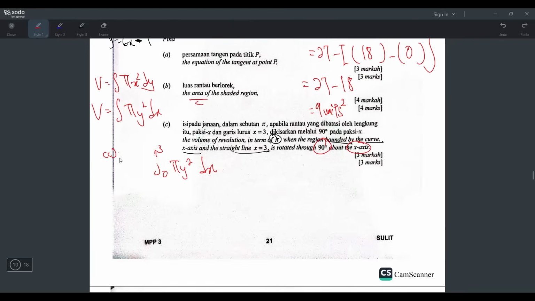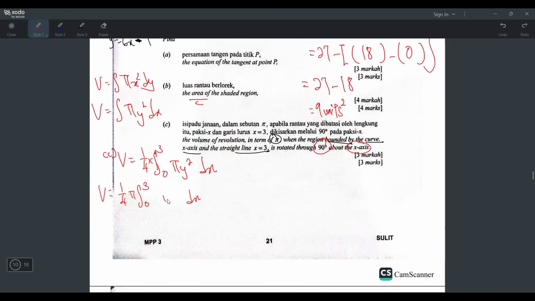So I'll just write here V is actually 1 over 4 times with this. Yeah, because this one is for 360, but they only want rotate 90 only. So that's why I divide 4. Okay, so now we've got V equals 1 over 4. The pi can be put in front and then integrate 0, 3 dx.